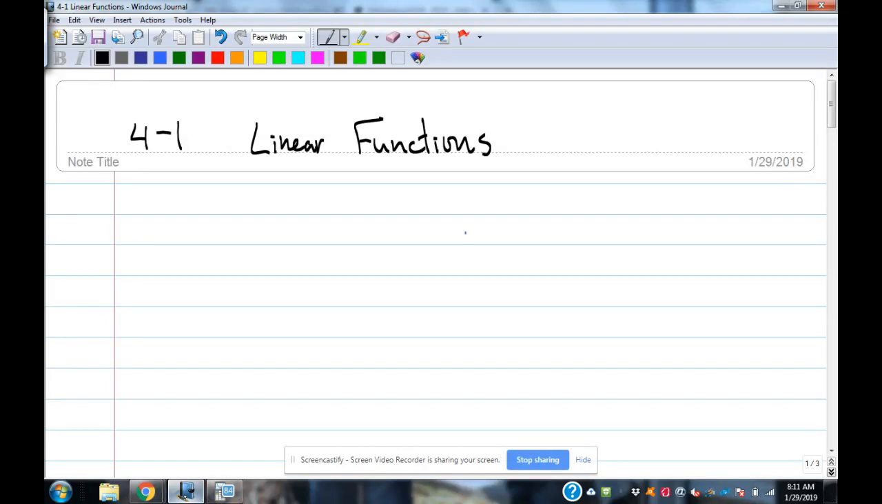Linear functions. A linear function, f of x equals mx plus b. Same old linear function you've been dealing with since 7th grade. You've got a slope, you've got a y-intercept. To be a linear function, the highest exponent on your dependent variable is a 1.